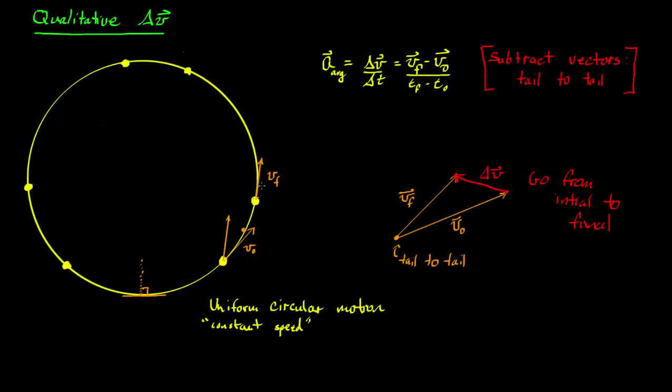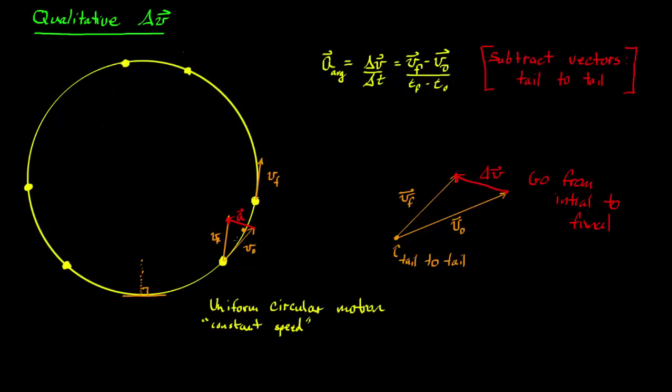So this is now this vector. I've just slid it down here. So that's my final velocity. And now we can draw the acceleration vector. So the acceleration here is like this. That would be my acceleration.